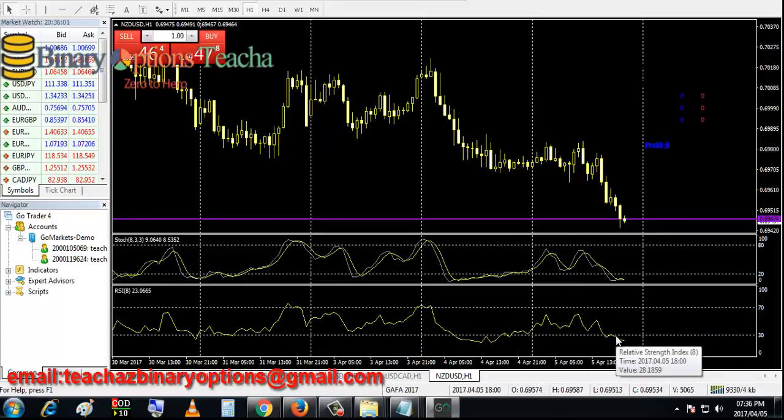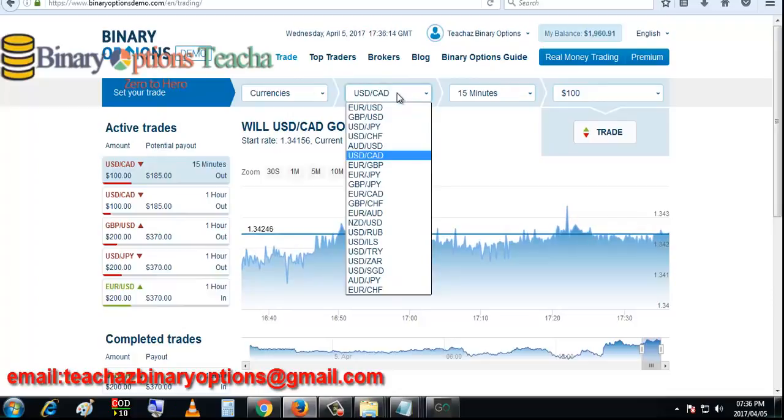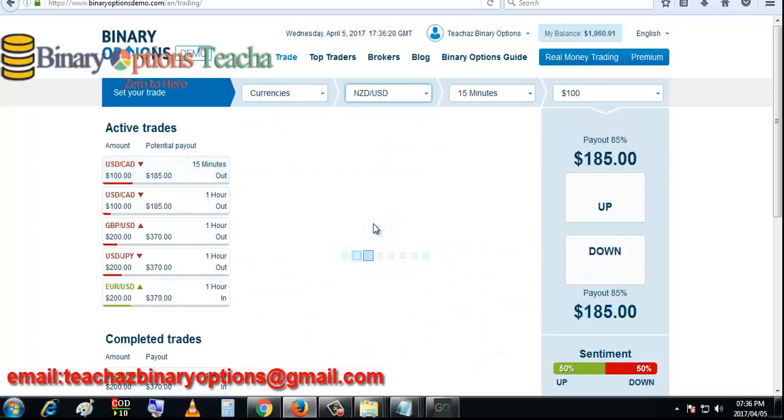So based on this confirmation of the RSI is below 20, and the stochastic RSI is below 30, the stochastic is below 20. So this is a good confirmation. Let's just quickly select the currency too, what's this currency? New Zealand.